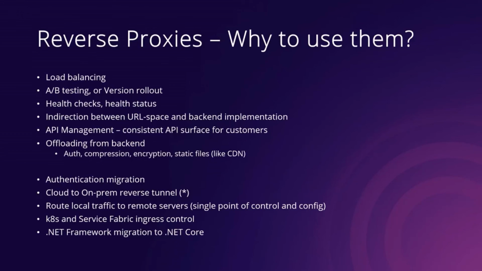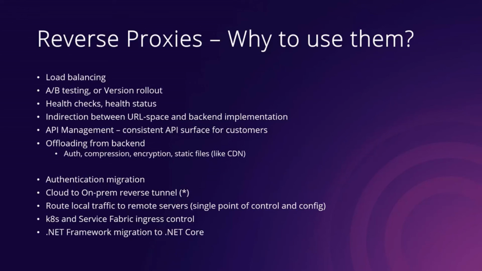So the classic load balancing I mentioned, you can do A/B testing. You can do version rollout, slow version rollout, see if nothing breaks. Health checks, interaction between the URL space and backend. You can present a consistent API surface in the reverse proxy, no matter how the implementation on the servers is. You can offload some stuff. So those are the kind of boring, normal reverse proxy scenarios.